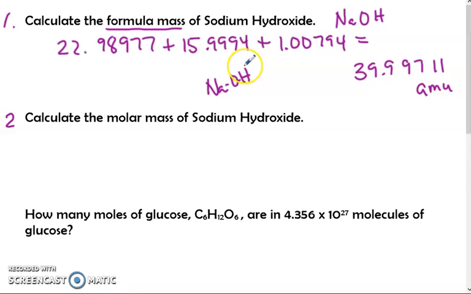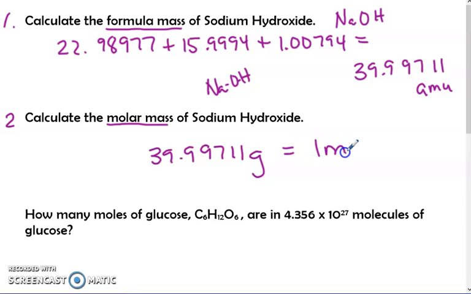Okay. So then the next question is calculate the molar mass. Well, that is this. So you get the 39.99711, and this is grams, because that many grams equals 1 mole of sodium hydroxide. So that's what that weighs. And so we can actually weigh 1 mole. We can do that with grams. So whenever it asks for molar mass, it's grams.